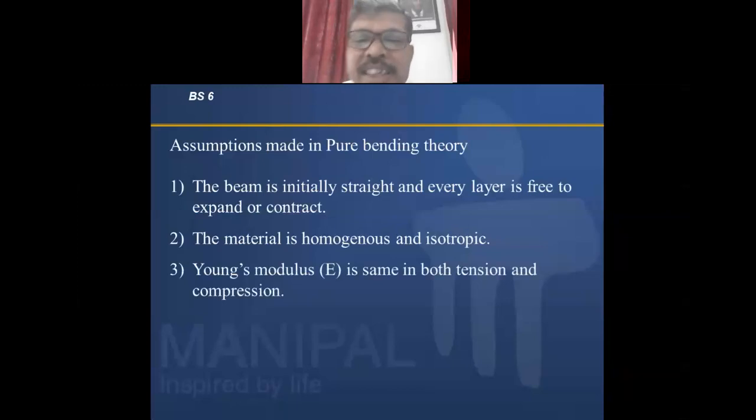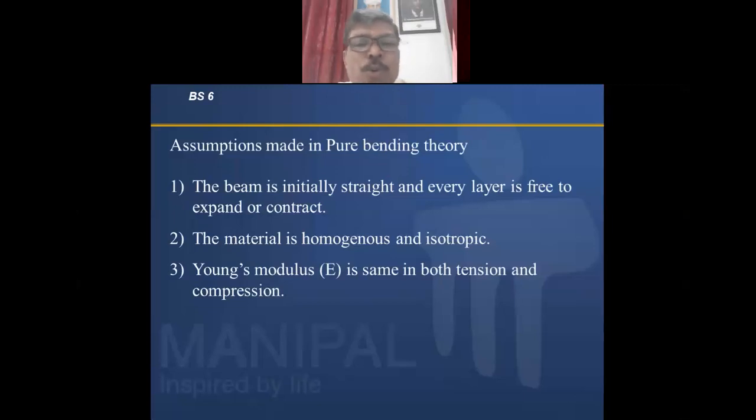Then Young's modulus E is the same in both tension and compression. See, if the beam is composite, now you know, it is made up of two materials. But here we have to assume Young's modulus E is the same in both tension and compression. Let us assume the beam is made up of steel. So what is the value of modulus of elasticity? Modulus of elasticity for steel is 210 into 10 raised to 3 MPa, or 2 into 10 raised to power 5 Newton per mm square. So here Young's modulus is the same in both tension and compression.